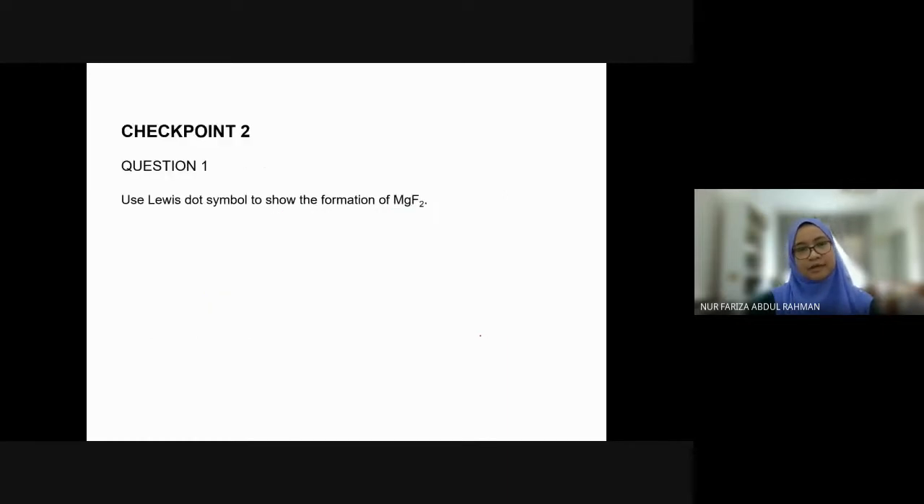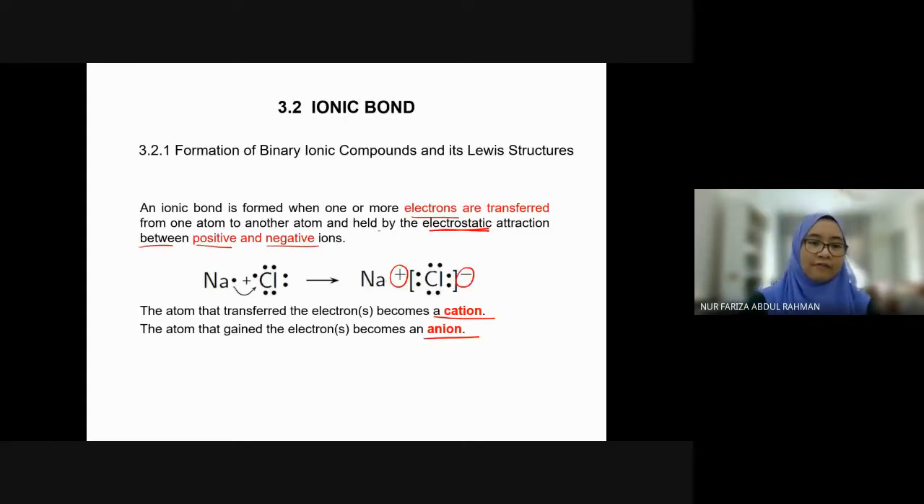Alright, so use Lewis dot symbol to show the formation of MgF2. You have to have an arrow to show the formation. This is what we call the mechanism. If the question asks for the mechanism or to show the formation, you need to have an arrow in it. Without the arrow, marks will be deducted.